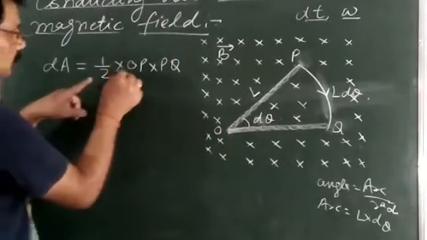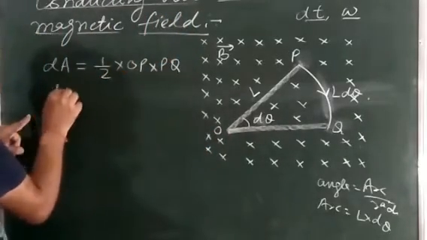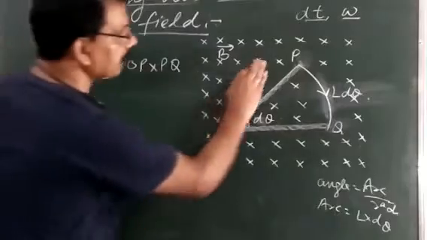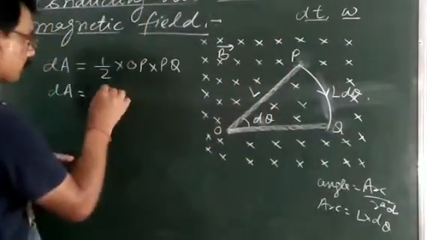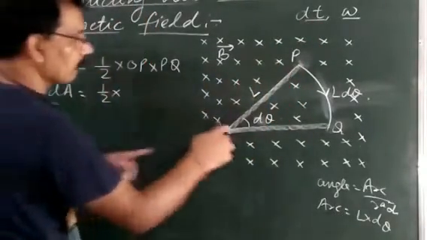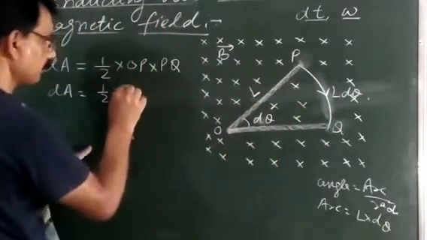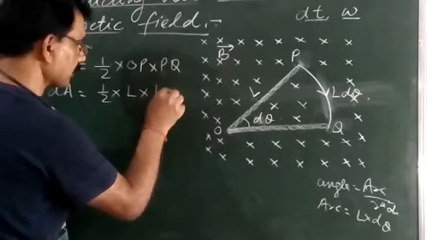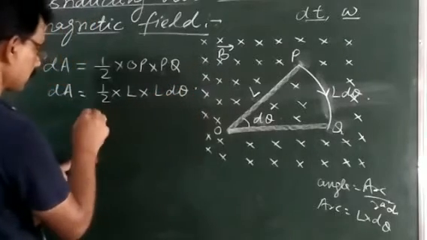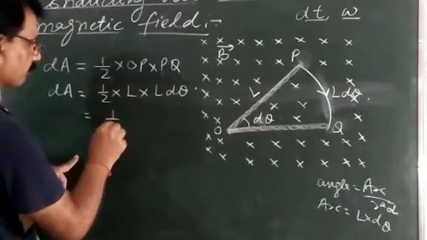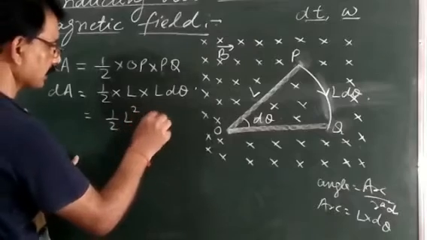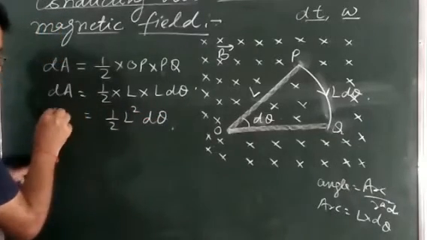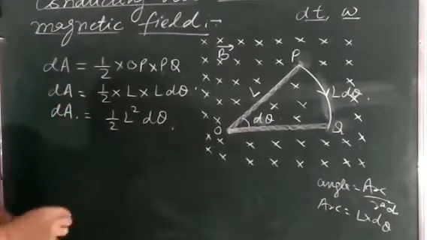Now the area swept in time interval dt is given by half into OP, which is L, into PQ, which is L d theta. So we get dA equal to half L square d theta.